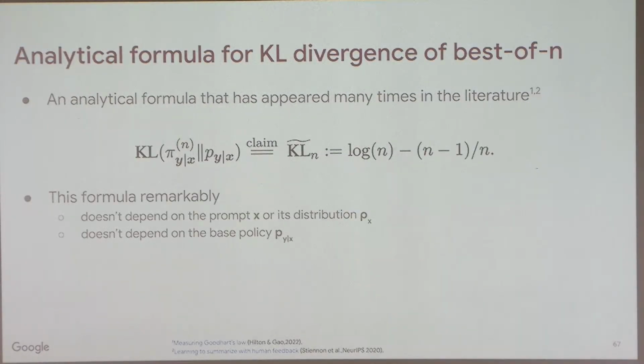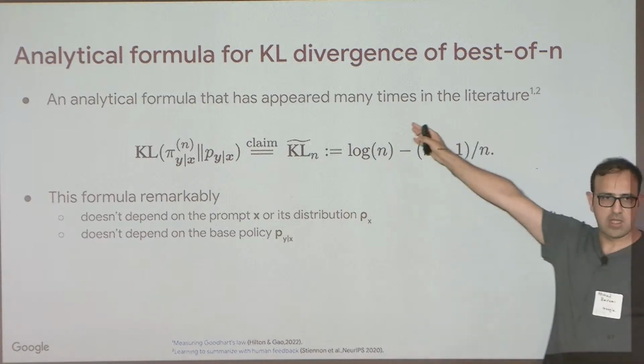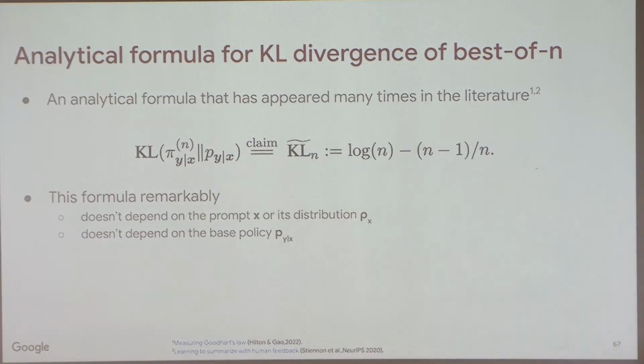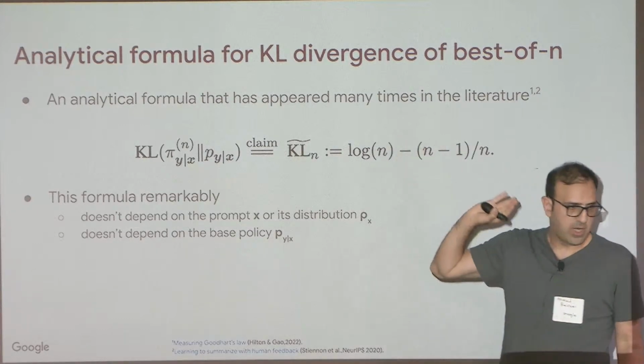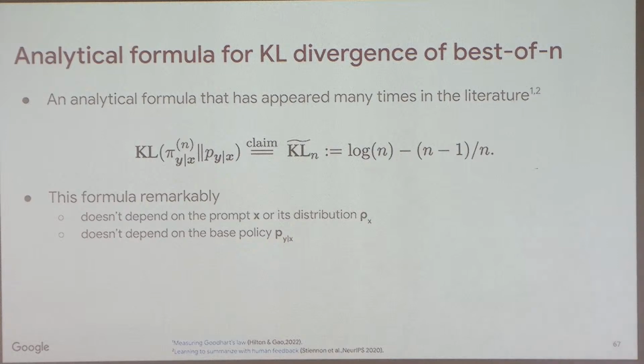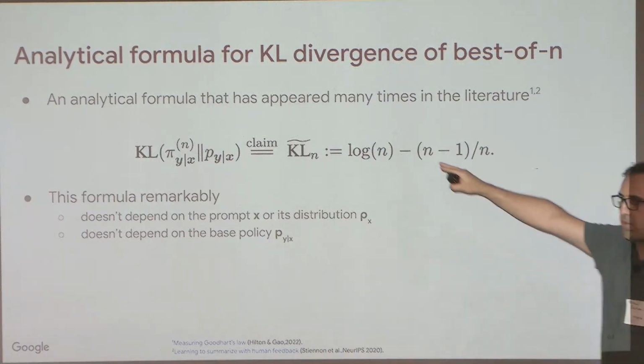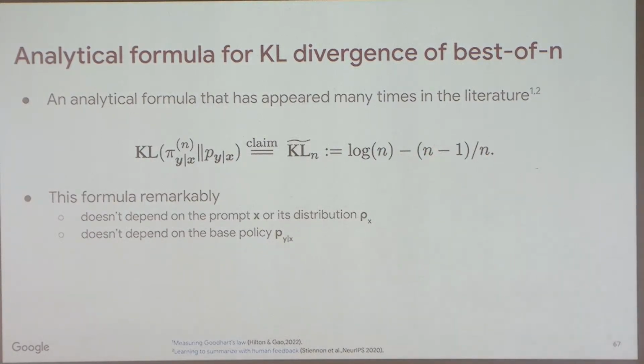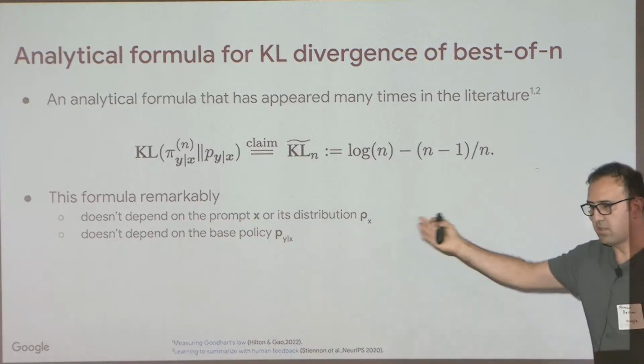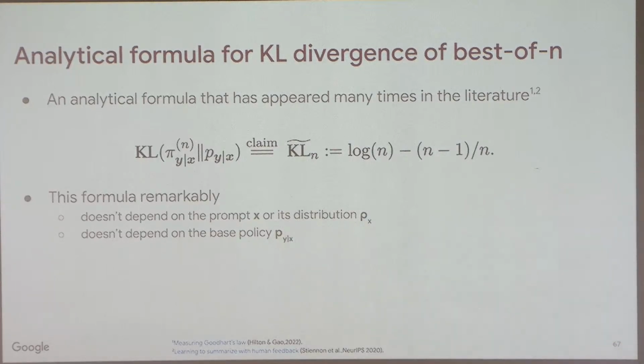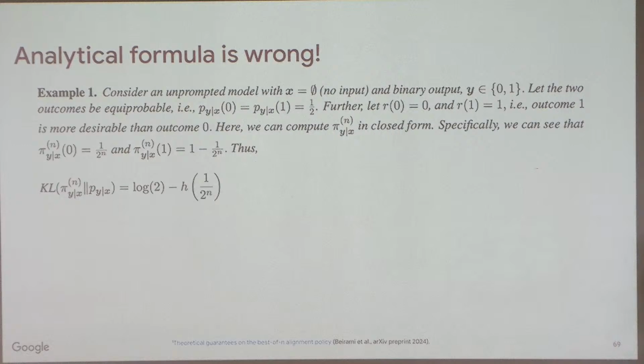It turns out that there is a magical formula that says that the KL divergence between the best of n distribution and the base model is log n minus (n-1)/n. And remarkably, this doesn't depend on anything. It only depends on n. It doesn't depend on the base distribution, the prompt, the distribution of our prompts, the base language model, or anything else. So then I think it's logical to ask whether this formula is correct. And it turns out that it's incorrect.